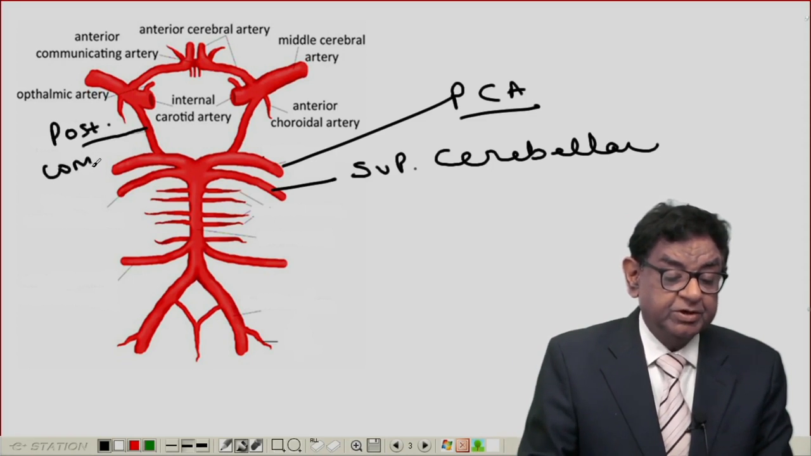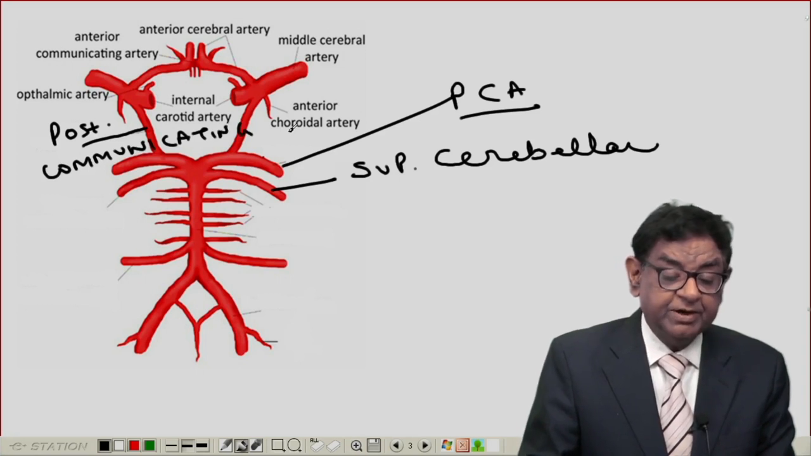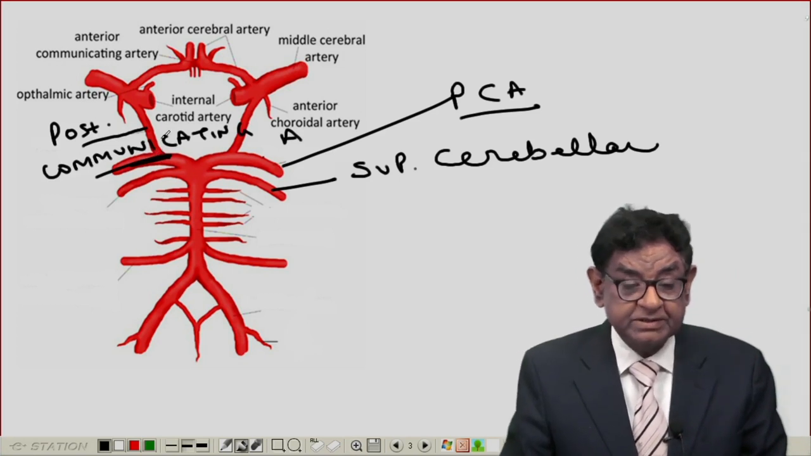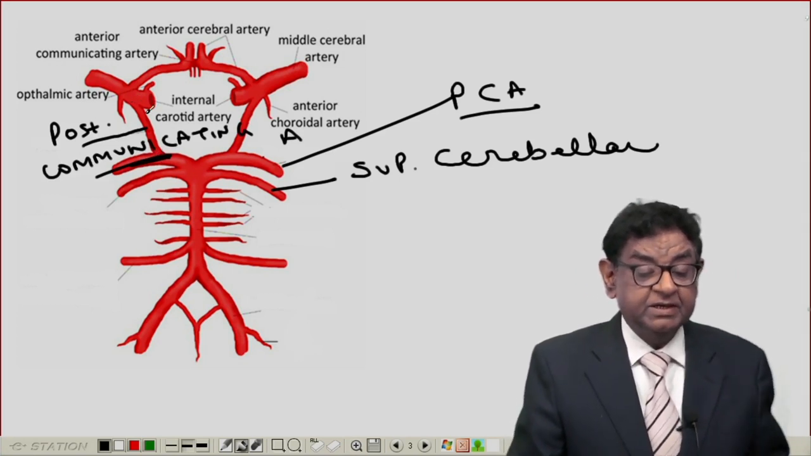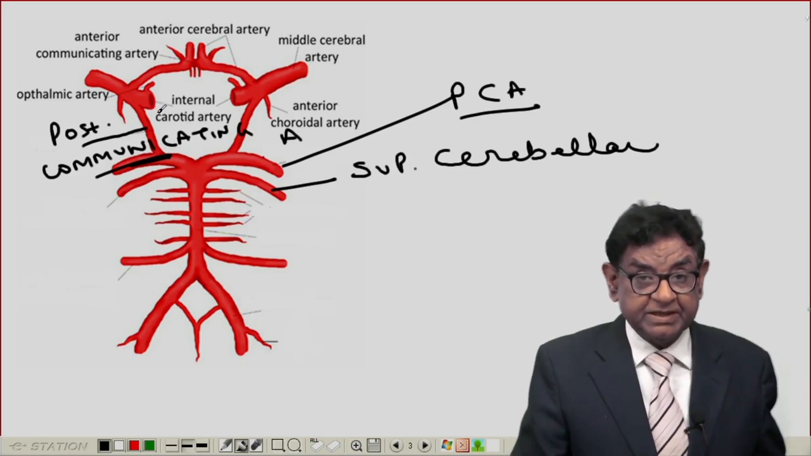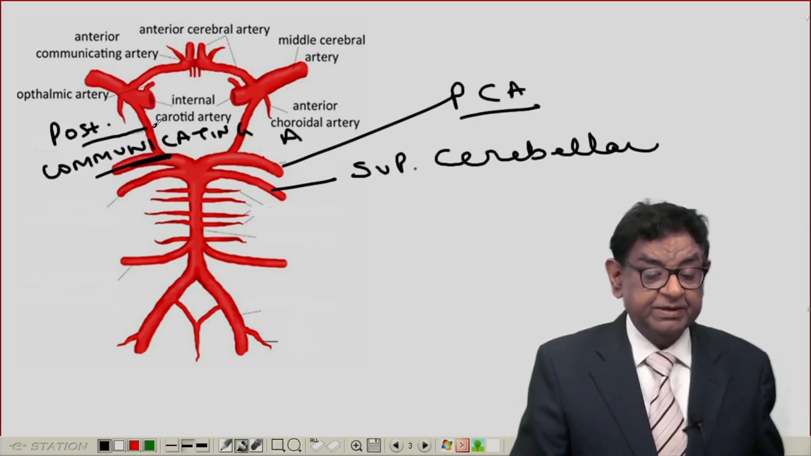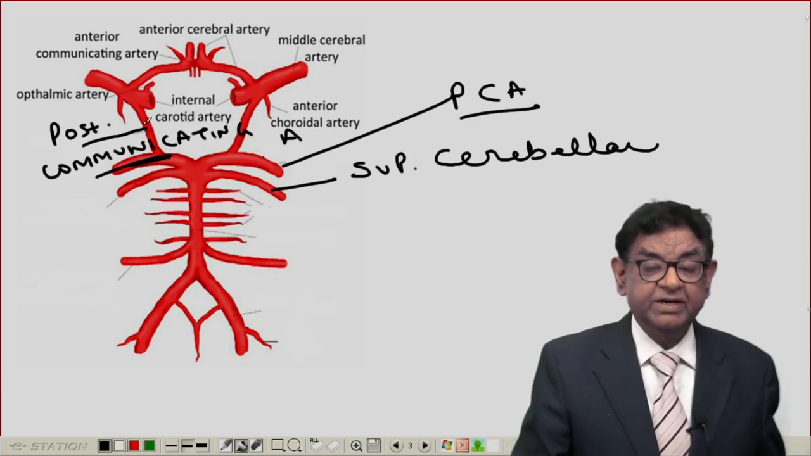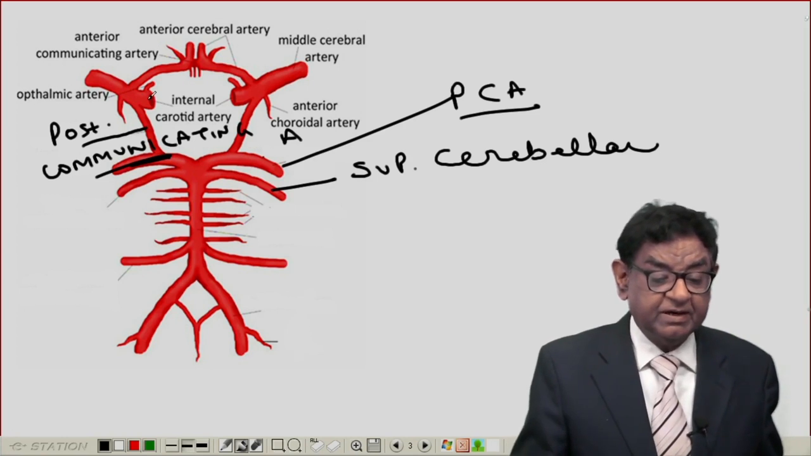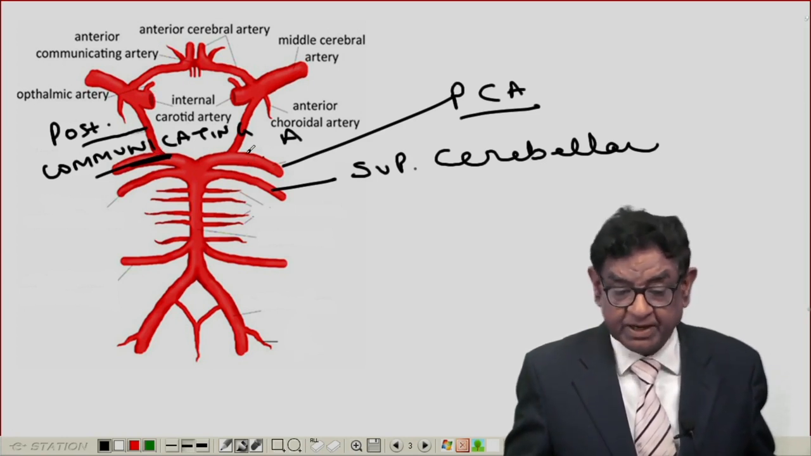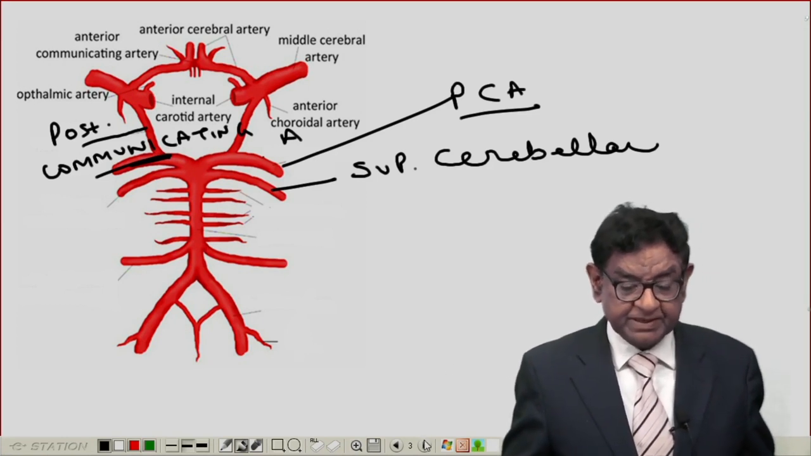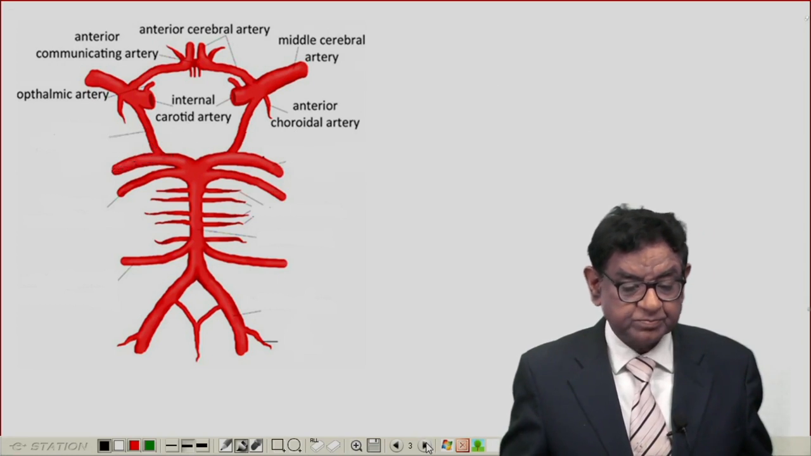By the posterior communicating artery, posterior circulation is connected to the anterior circulation, that is via the internal carotid artery. In fact, the posterior communicating artery is a branch of the internal carotid artery which unites it to the posterior cerebral artery. So this is the anatomy. These are the arteries which are going to supply the brain stem. These arteries we'll be talking about.